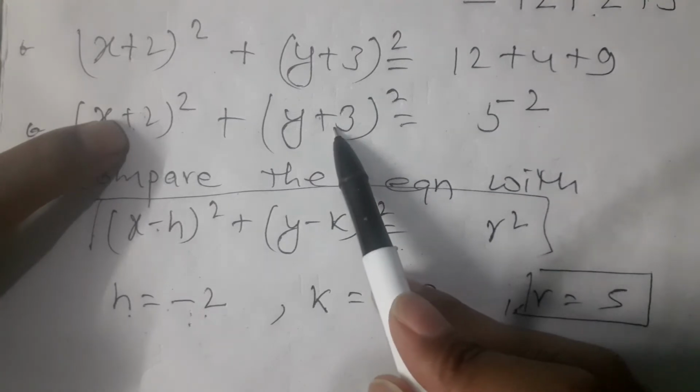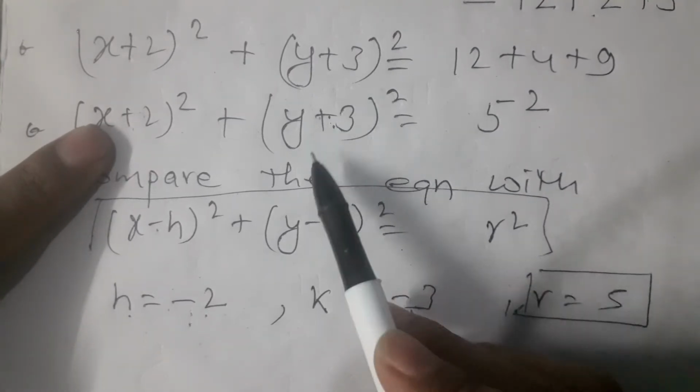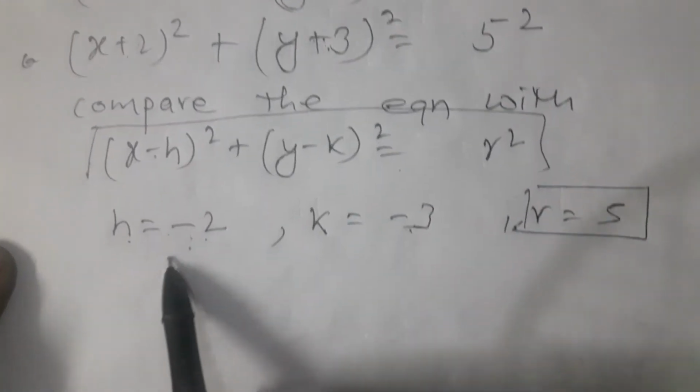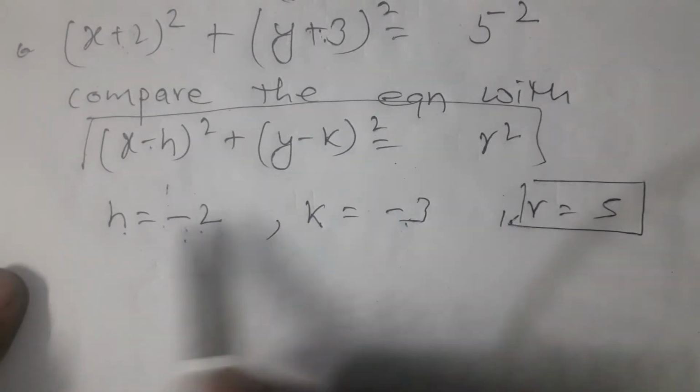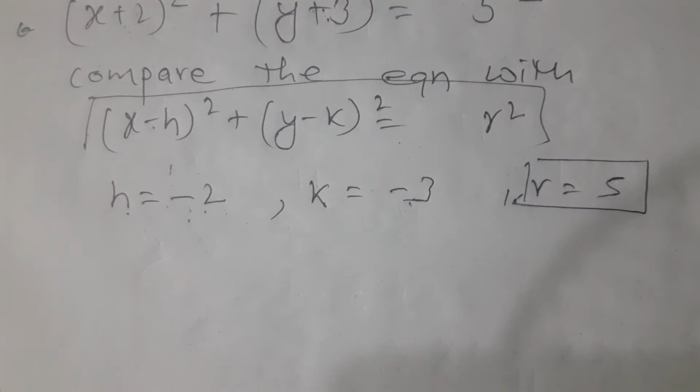And here also you can see the same case, this is in the plus, so that's why you would take the opposite sign. You need to understand, if it was in minus, I would have taken the positive value only. So that is h k.